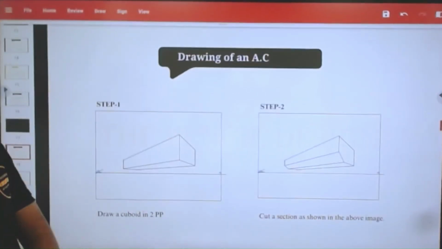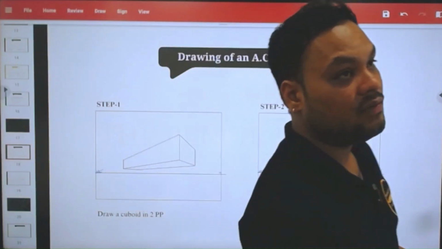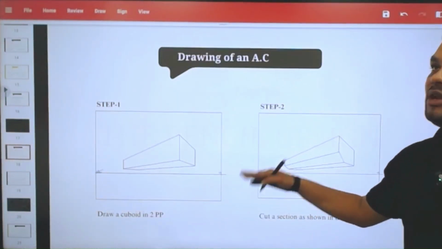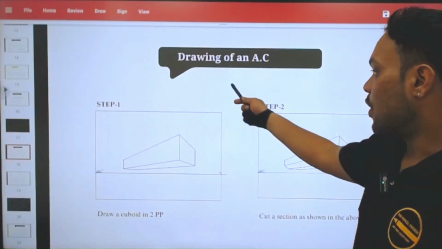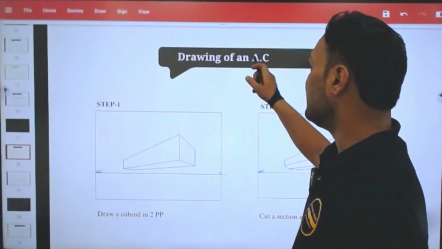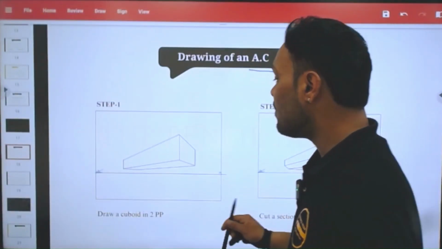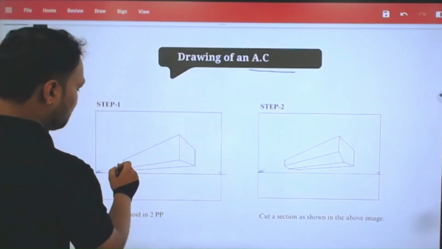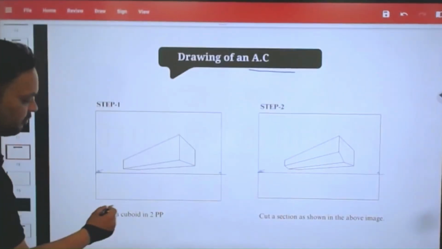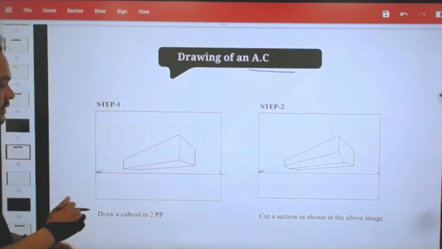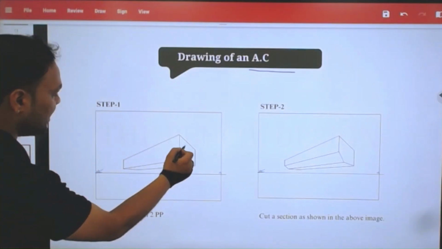Now let's discuss one more example which is a bit advanced than the previous one. Drawing of an air conditioner. So simple, step 1 is to make a cuboid. आप देख रहे हो ना, इसमें you just need to identify the lines. So this is a cuboid basically.